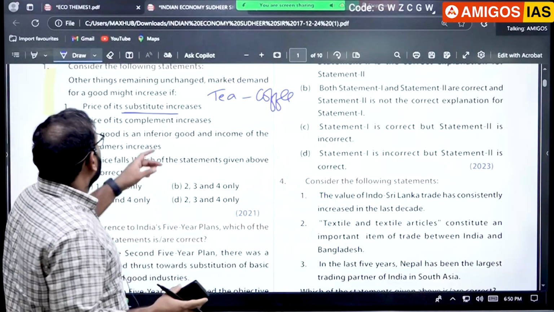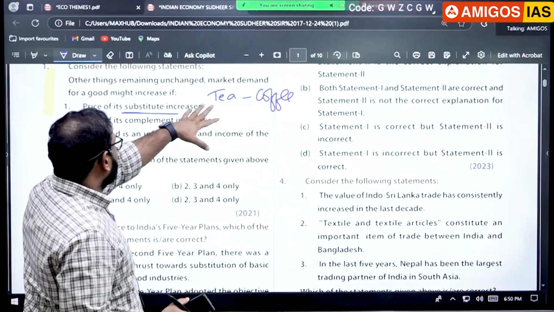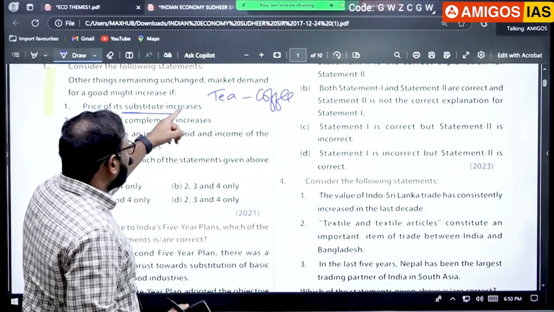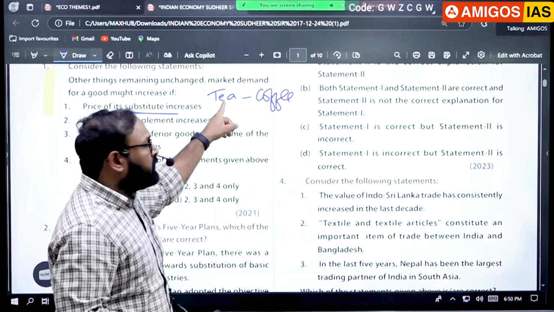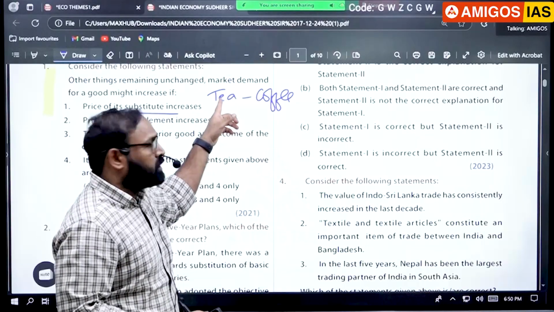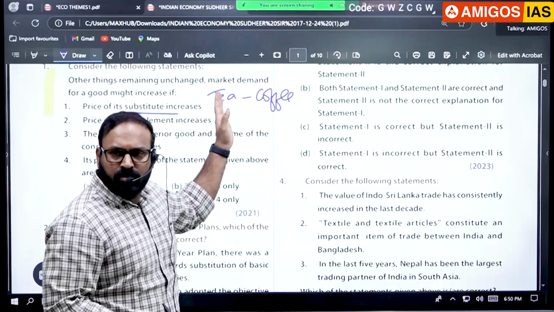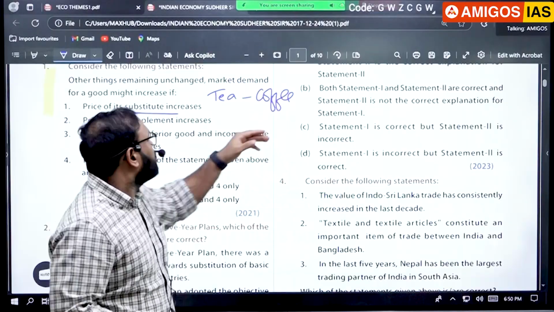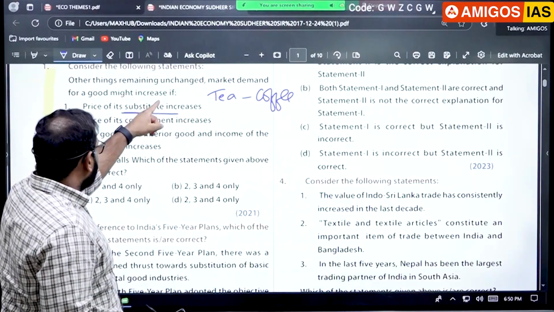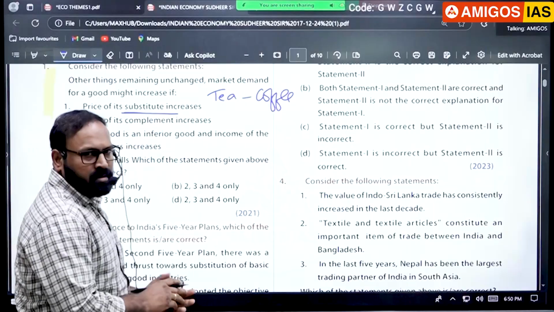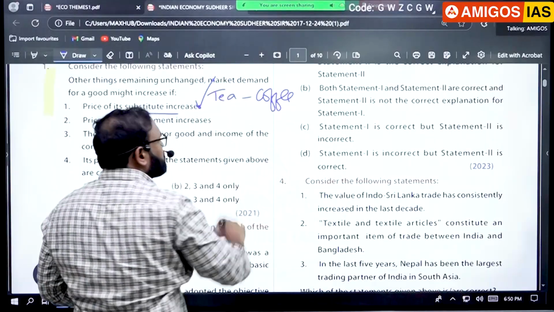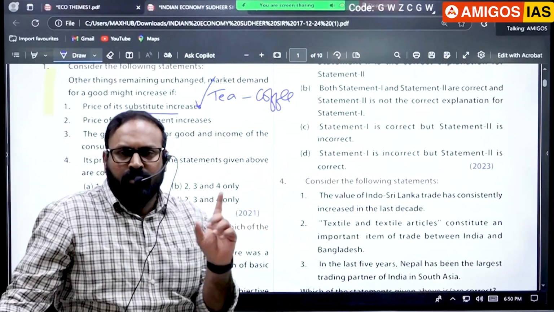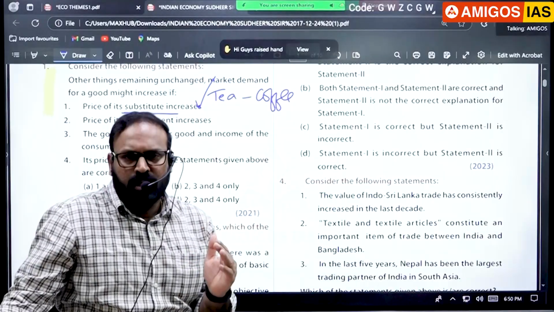So, other things remaining unchanged, market demand for a good increases if its substitute good price increases. Imagine you go to a tea shop and the tea price has increased. What do you do? Coffee. What happens to coffee price? Market demand for a good increases if price of its substitute increases. Always the same result is seen. In which context do we understand this statement? Only when goods are substituting for each other.